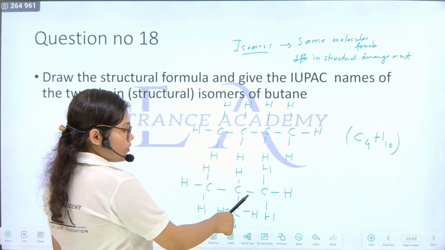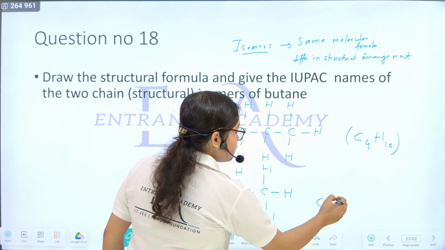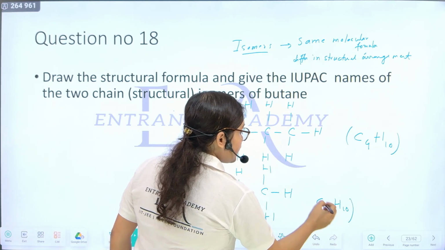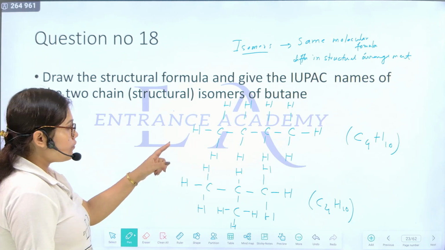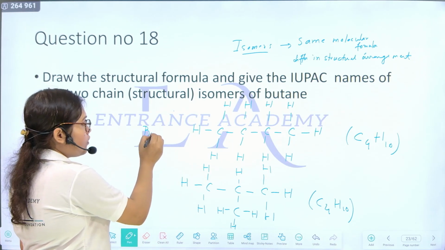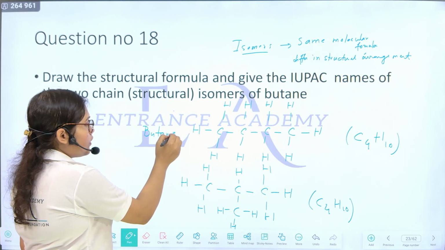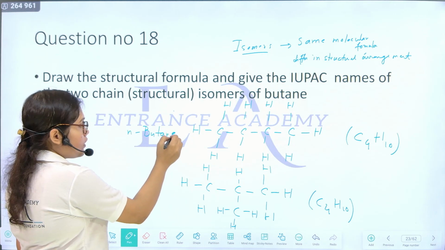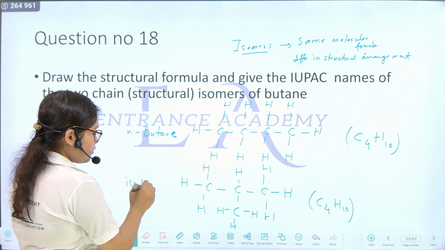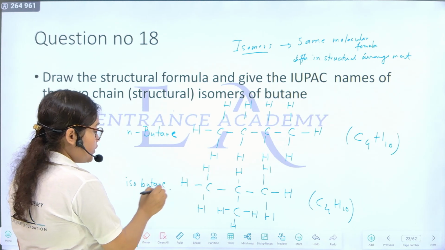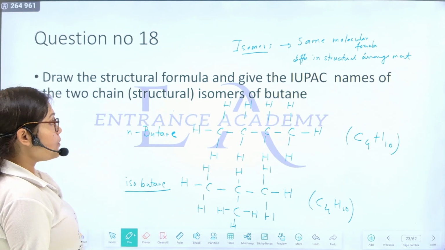See, this is also C4H10. Same number of carbon and same number of hydrogen, but the arrangement is different. First one is butane or n-butane. Second one is isobutane. Now isobutane is not the IUPAC naming of this structure.